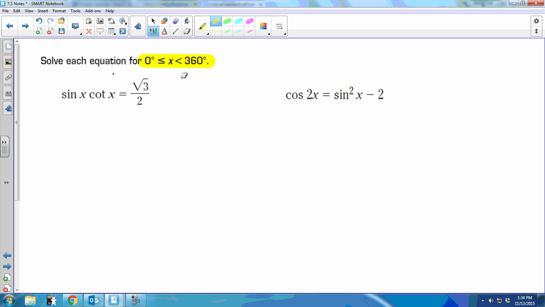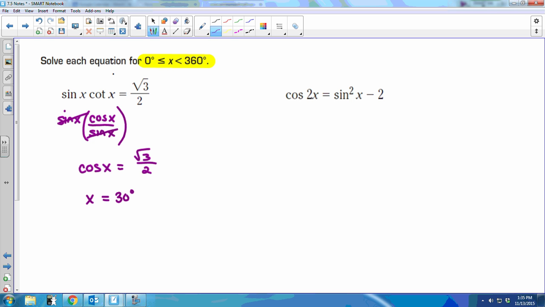So this time we're not bounded by principal values, and we can look at the entire unit circle. For the first one, we have sine x cotangent x, and we know that's kind of messy. We should know enough about our trig identities to know that cotangent is cosine x over sine x. So I rewrite those. The sine x's cancel out. I have cosine x equals the square root of 3 over 2. Now I'm looking on the unit circle to find everywhere where cosine is the square root of 3 over 2. That happens at 30 degrees, and it happens at 330 degrees. So now I have two solutions because I'm looking at the entire unit circle. I'm not fixed within some certain boundaries.